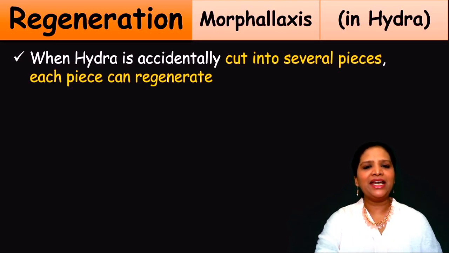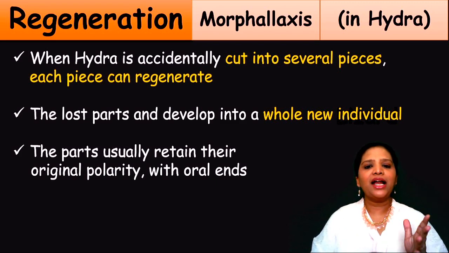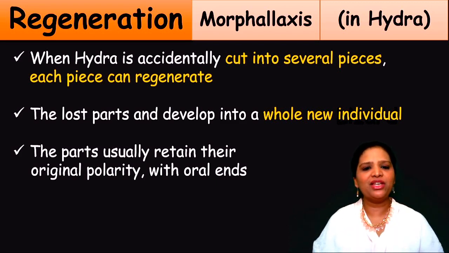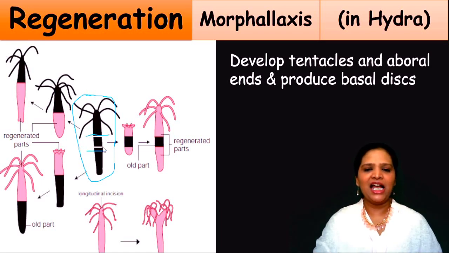What is happening in Hydra during regeneration, that is morphallaxis? When Hydra is accidentally cut into several pieces, each piece can regenerate. The lost parts will develop into a whole individual organism. Not only developing, they retain their polarity and their oral ends. So what do you mean by that? Let us see this example. Look at this. This is a Hydra. Okay, this black one is a Hydra. We are going to cut this Hydra in the middle.